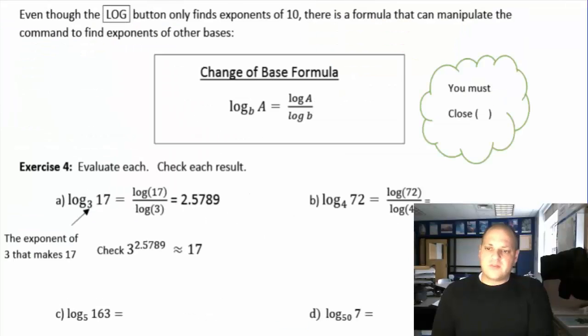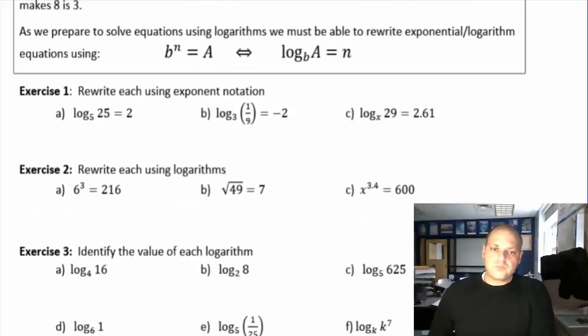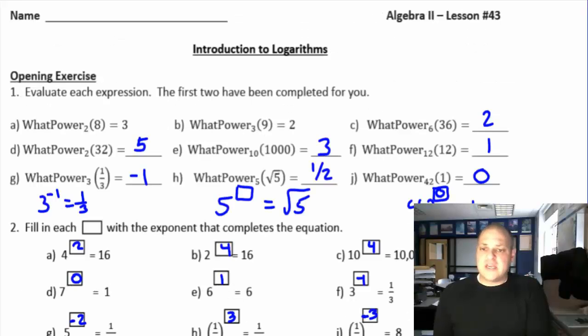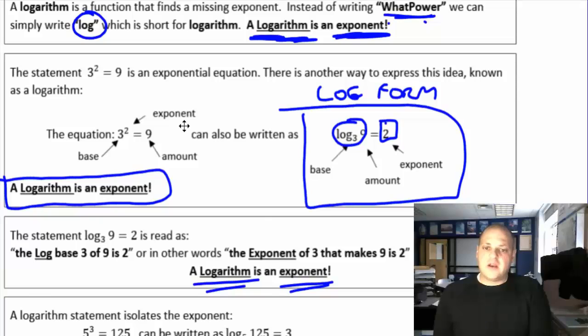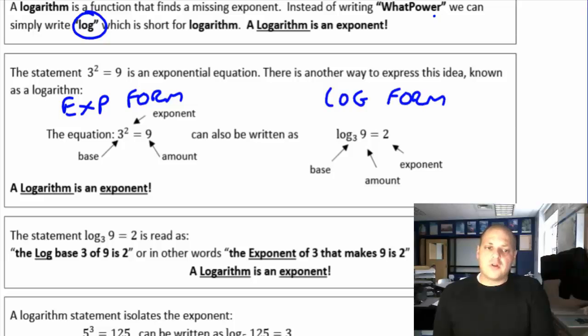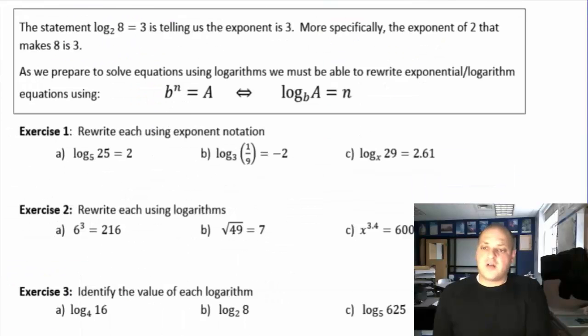Okay, so we have some exercises here to roll through. So here's the conversion. B to the n equals a, log base b of a equals n. And that's exactly what we just said here. That's this right here. I'm going to erase this. That's going from exponential form to log form. We want to turn log form into exponential form if we want to solve. All right, so here it is. This is exponential form right here, and this is log form right here.